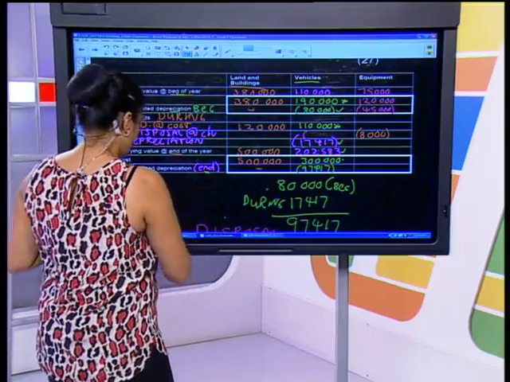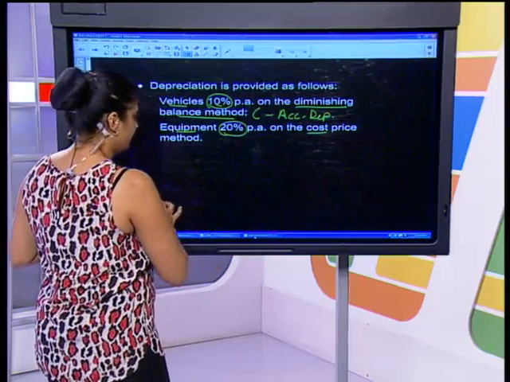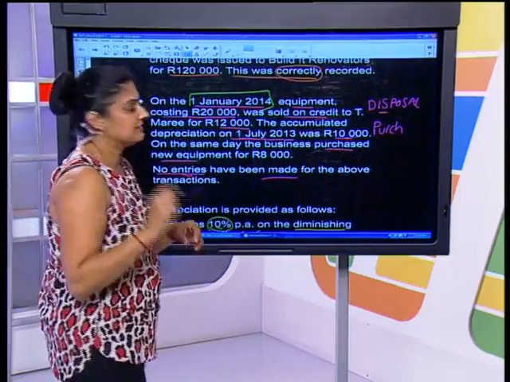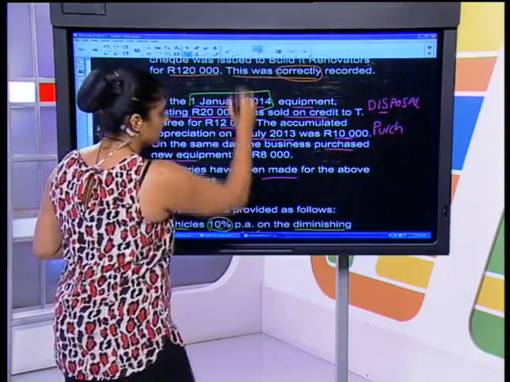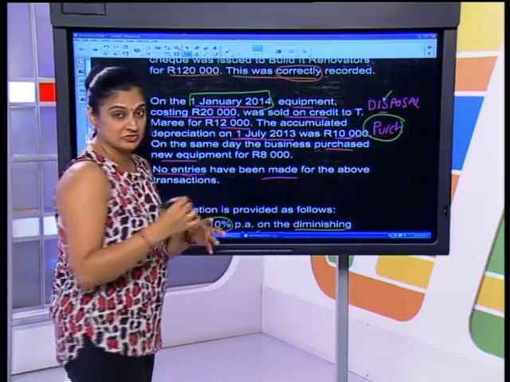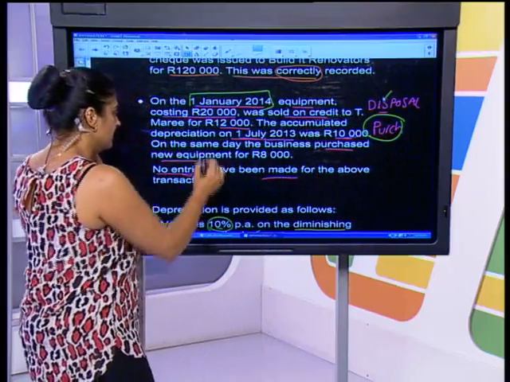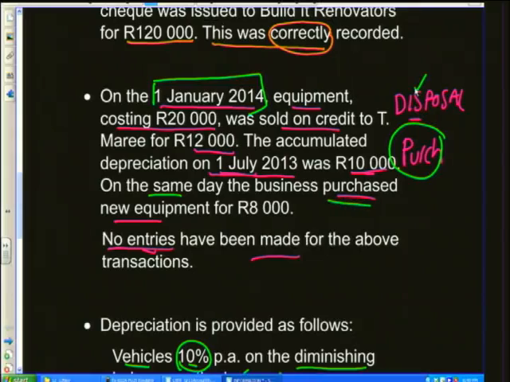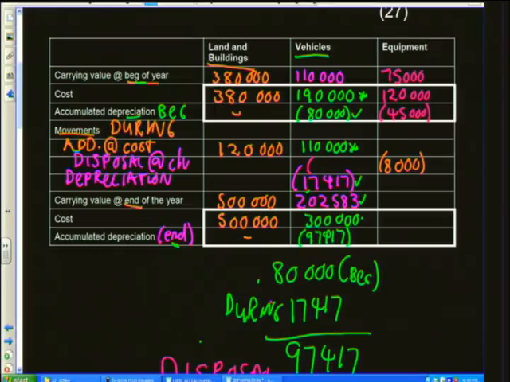equipment. Before we do that, however, before I forget, guys, we're still not finished with the actual adjustment. So we've looked at disposal. Now we need to record our purchase of our new equipment. So on the same day, the business purchased new equipment for an amount of 8,000. So let's take that information through in our answer sheet.